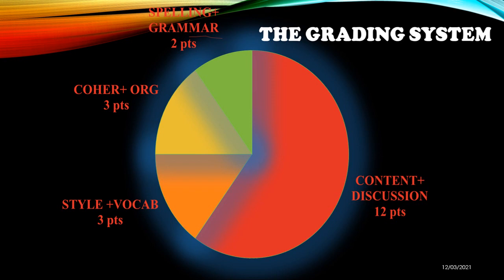Your grading system is graphed as follows: 12 on content, 2 on spelling and grammar, 6 on coherence, organization, style, and vocabulary. In normal cases, formatting has the highest range with 12 points, and content has the lowest with 8 points. This is adopted not because content and discussion are insignificant, but because it is not only about what you say, it is about the way you say it.